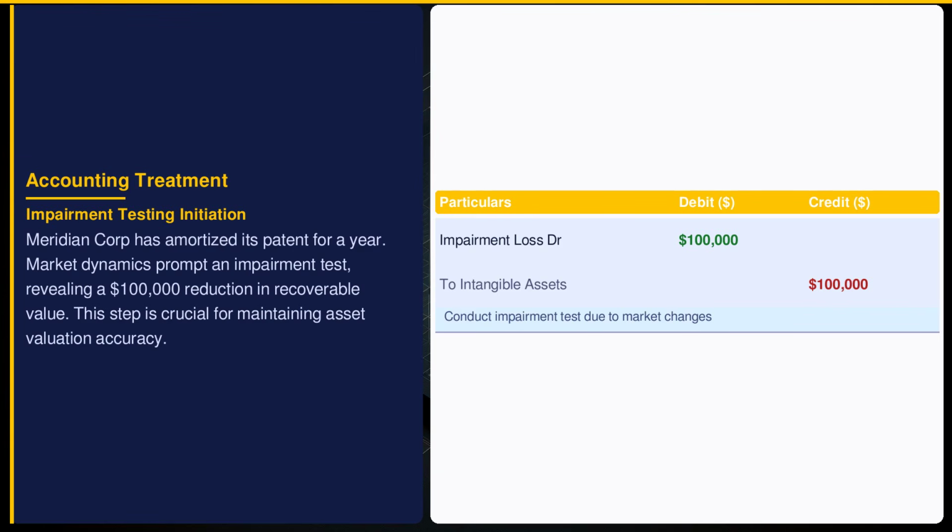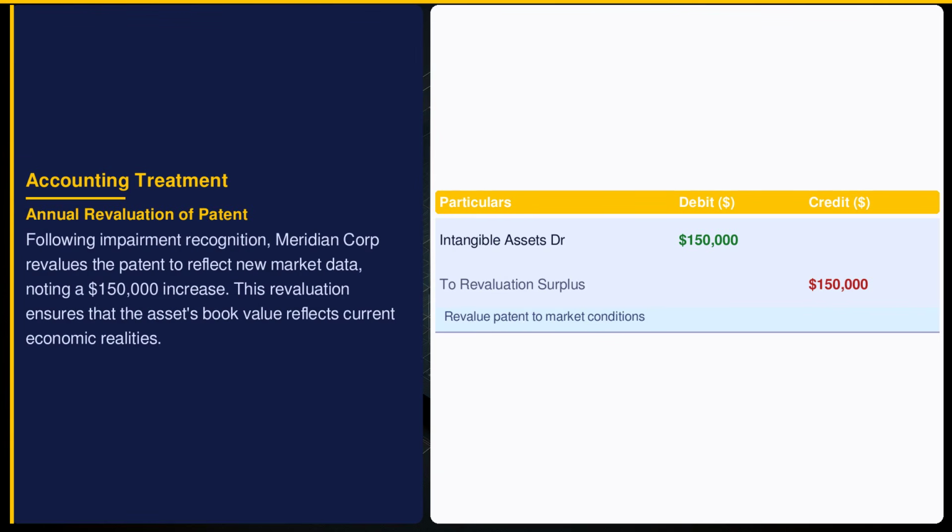integrity. Revaluation adjusts the intangible asset's value to match market conditions, with a $150,000 surplus recorded. Indian Accounting Standard 38 permits revaluation when there's a reliable measure. This enhances the transparency of Meridian Corporation's financial statements, crucial for stakeholder trust.